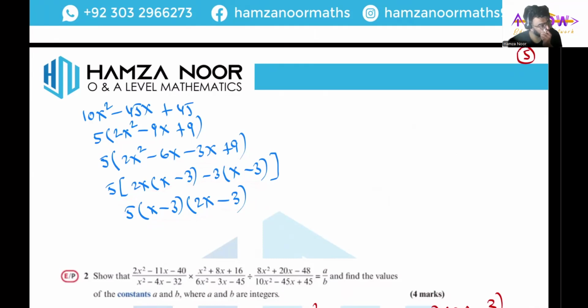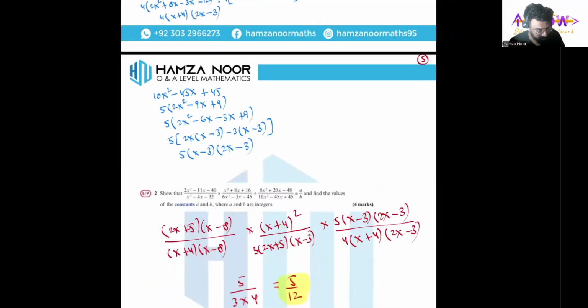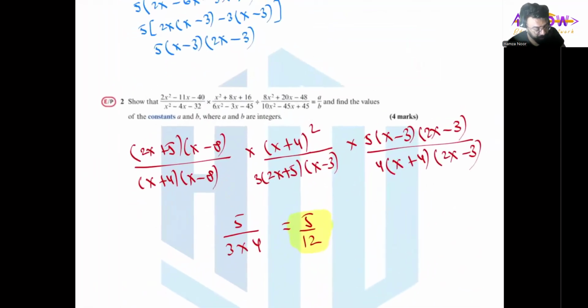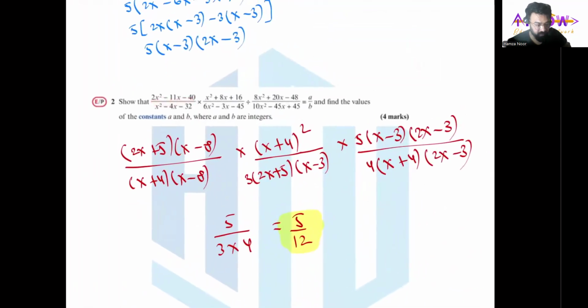So now what I'm going to do is rewrite every expression in factorized form in order to identify the common factors. So in place of 2x squared minus 11x minus 40, we have 2x plus 5 multiplied by x minus 8. Then in place of x squared minus 4x minus 32, we have x plus 4 multiplied by x minus 8. Then in place of x squared plus 8x plus 16, we have x plus 4 whole squared. Then in place of 6x squared minus 3x minus 45, we have 3 multiplied by 2x plus 5 multiplied by x minus 3. But now this sign will be converted into a multiplication sign, and this fraction will be reciprocated.